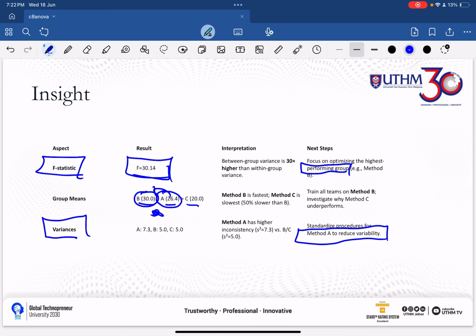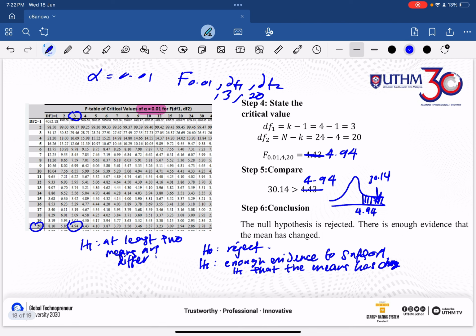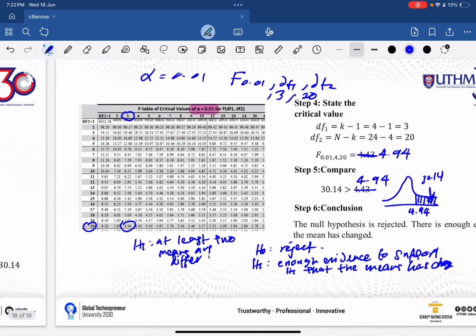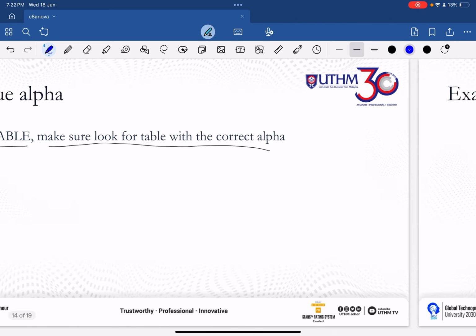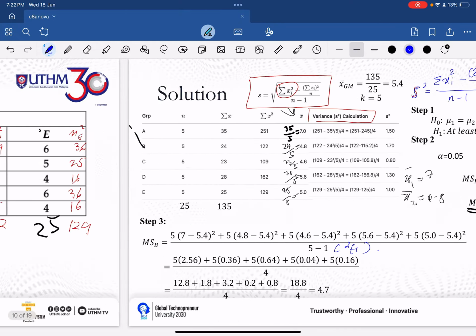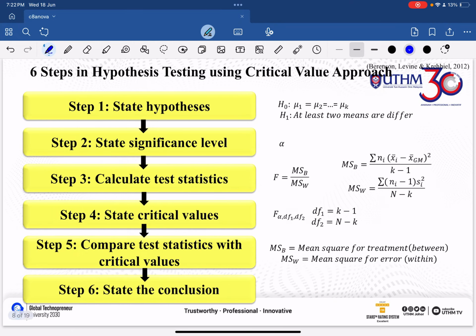So hopefully you can understand from the beginning up until the end. So in ANOVA, we have 6 steps to follow. First is to state the hypothesis. So this is the standard one, regardless of any questions. Okay, if you remember in the hypothesis chapter 6, H1 might be different, H0 also might be different. But in this case, ANOVA, they are the same.